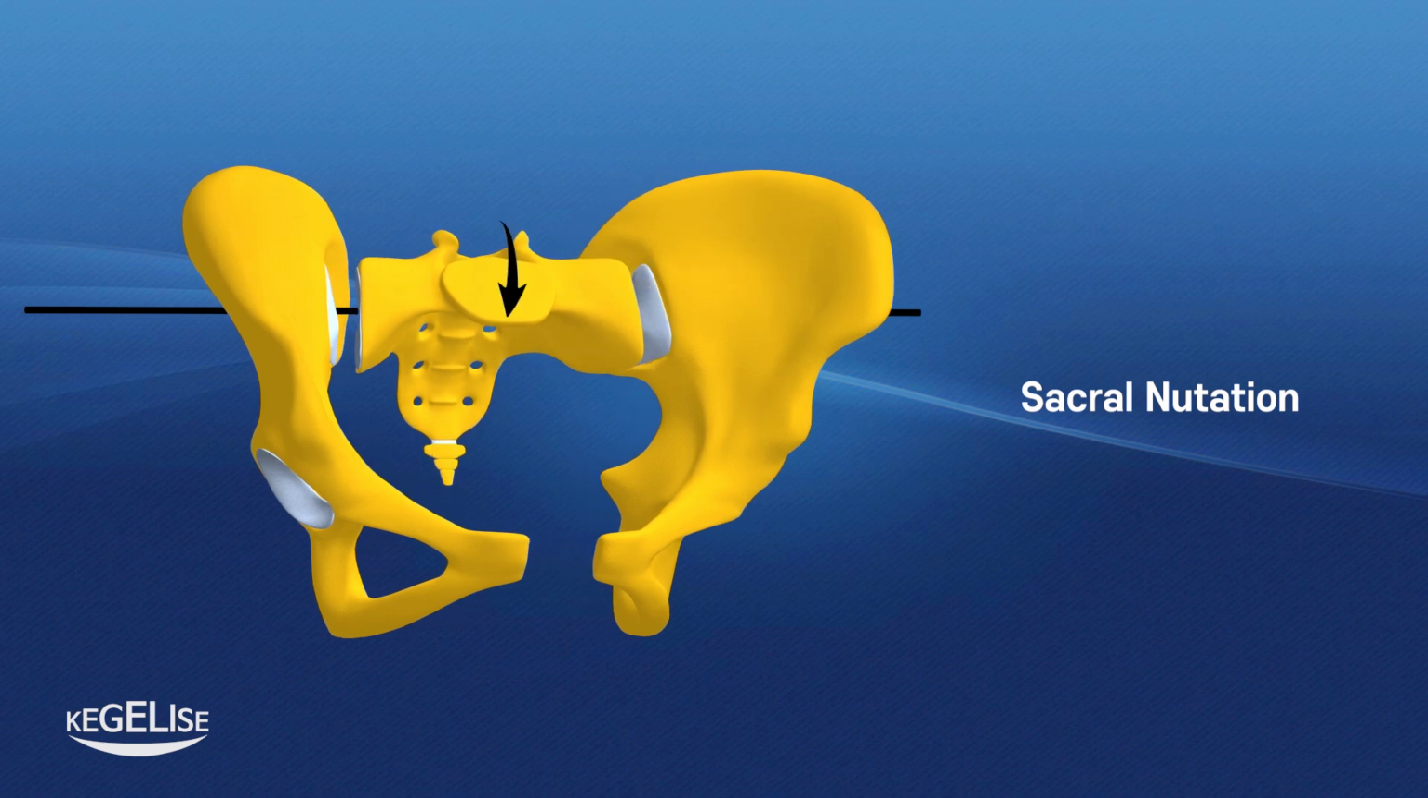Sacral nutation is a nodding movement of the sacrum. During sacral nutation, the sacrum tilts forward while the top of the sacrum rotates forward and the bottom of the sacrum rotates backward.